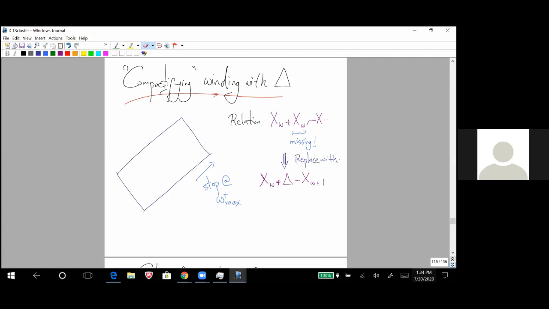But the problem is, okay, that's fine. There's a winding 9 guy that wants to mutate to a winding 11 guy. What am I going to do with those? What am I going to do with those relations?